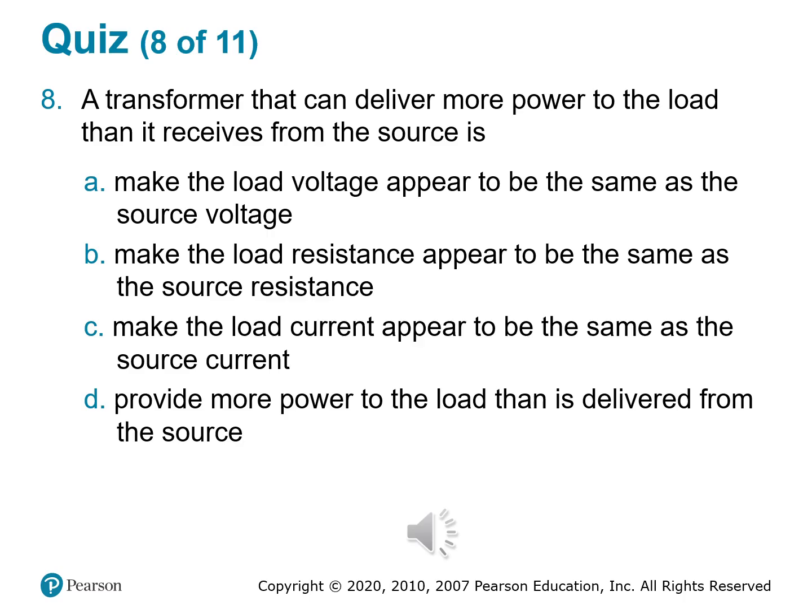Question number 8. A transformer that can deliver more power to the load than it receives from the source, very similar to the last question. Make the load appear to be the same as the source voltage. Make the load resistance appear to be the same as the source resistance. Make the load current appear to be the same as the source current. Provide more power to the load than is delivered from the source. Go ahead and pause the video. And the correct answer here is B. It makes the load resistance appear to be the same as the source resistance.